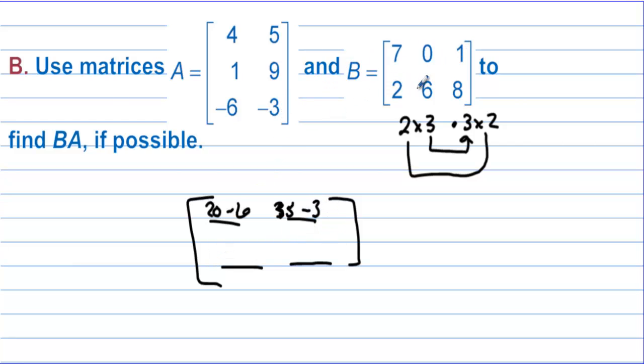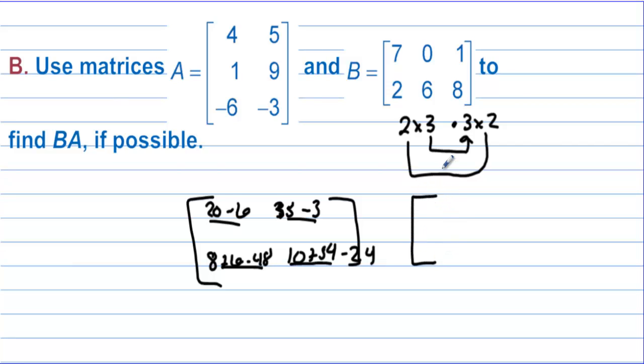Then the third one, it should have 3 numbers because there's not a 0 here. 2 times 4 is 8. 6 times 1, we have plus 6. And then 8 times negative 6, we have minus 48. And then with last row, last column, we have 10 plus 54, and then minus 24.